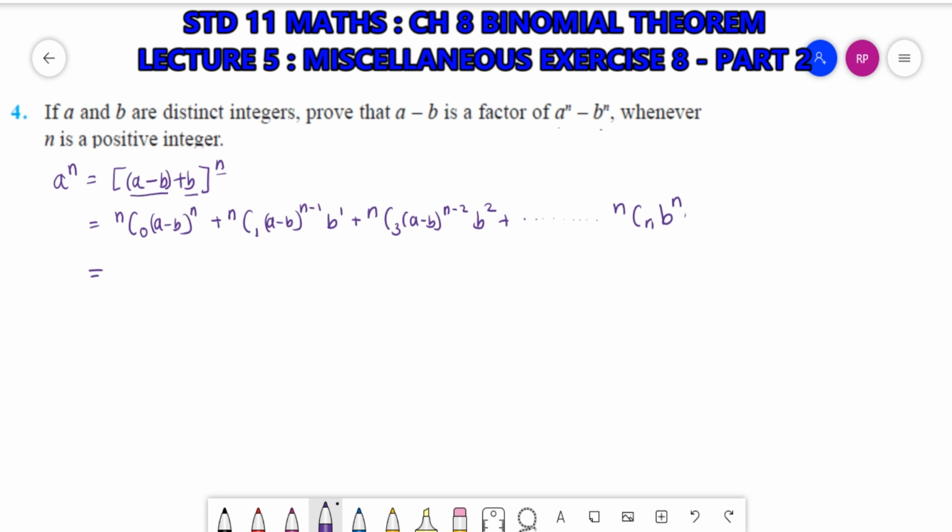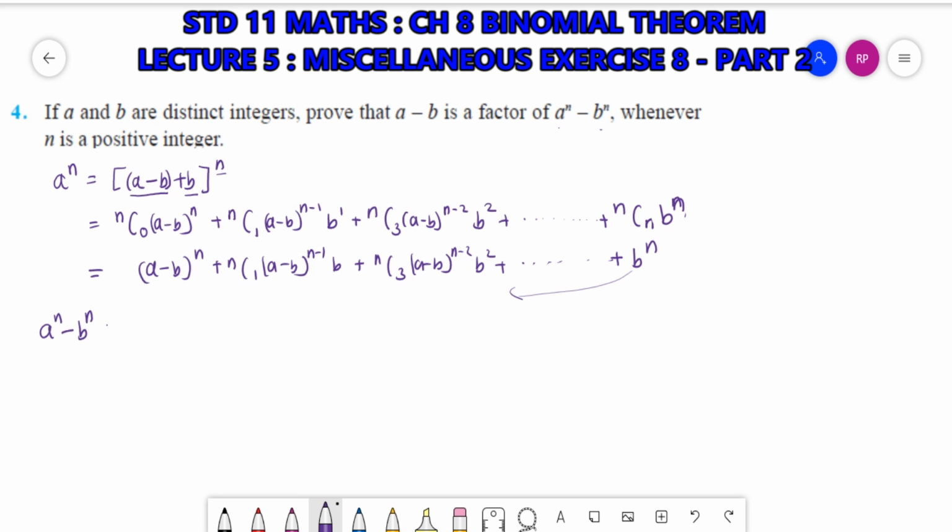So now see here, nC0 will be equal to 1, a minus b raised to n. nC1, a minus b raised to n minus 1, b. nC2, a minus b raised to n minus 2, b square, plus dot dot dot, nCn will be equal to 1. So this will be remaining b raised to n, with a positive sign. So when I take it on the other side, a raised to n minus b raised to n.